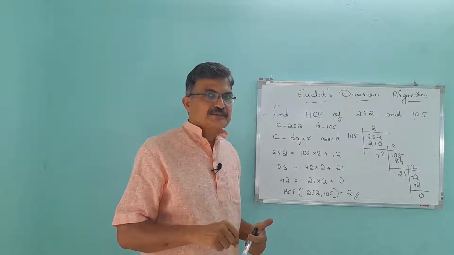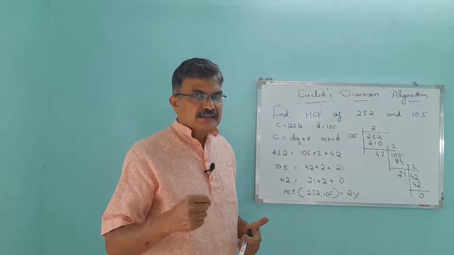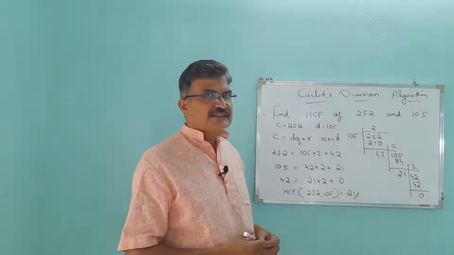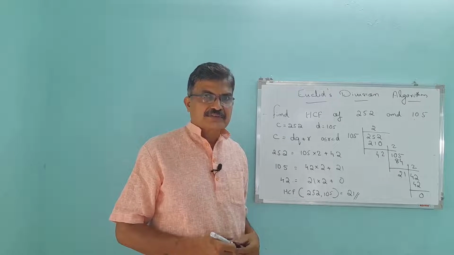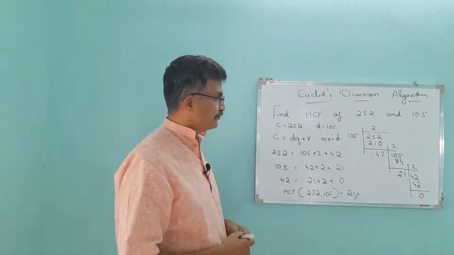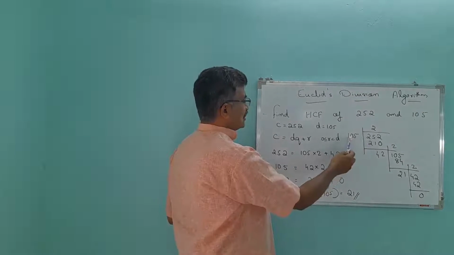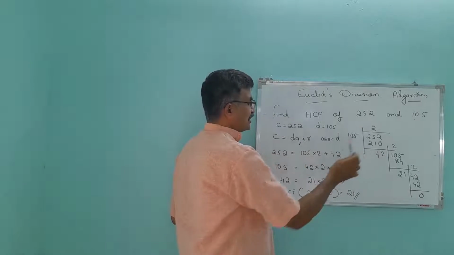What do we have to do in step 1? We have to apply Euclid's division lemma to C and D in order to find Q and R. In order to find Q and R, we will use the long division method. It's a shortcut method. That is 252 divided by 105, dividend and divisor. We will get quotient as 2 and remainder as 42.